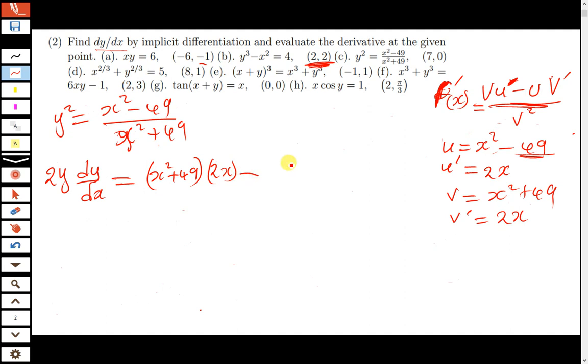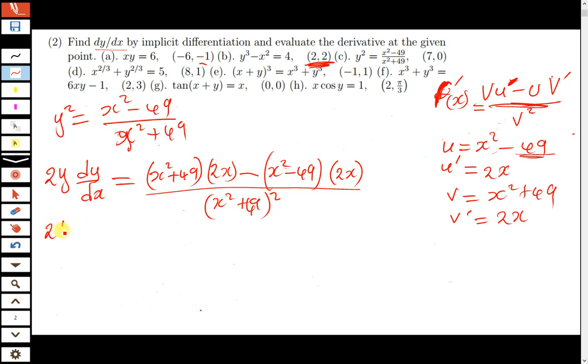Then we say minus u, which is x squared minus 49, and then times v prime, which is also 2x. Then we divide everything by v squared. So v squared is simply just x squared plus 49. We square this.